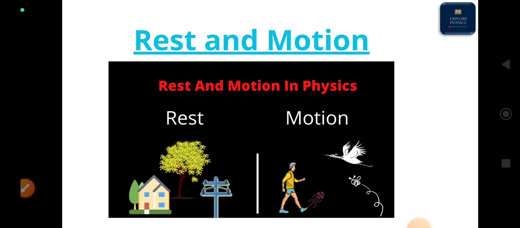But the house is not moving from one place to another place, it will be stable at one position, so that is called rest. A tree which is not movable, so we call it rest. And the electric pole is also one of the examples of rest. Let us see about rest and motion in detail in this video.